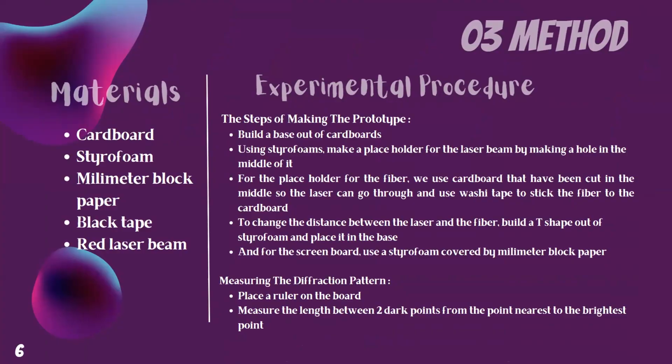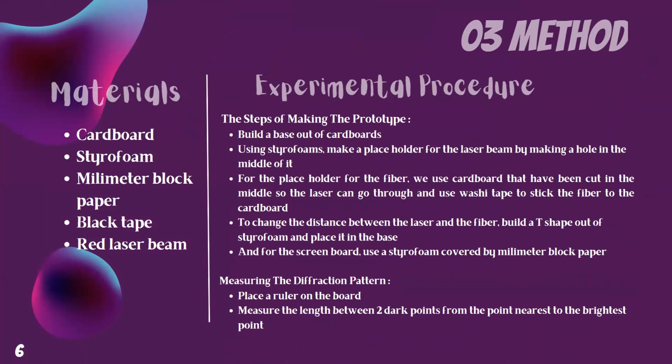Next slide, please. Part 3, the method. So the materials that we use in this project are cardboard, styrofoam, millimeter block paper, black tape, and the most important, a red laser beam. So how do we make the prototype?